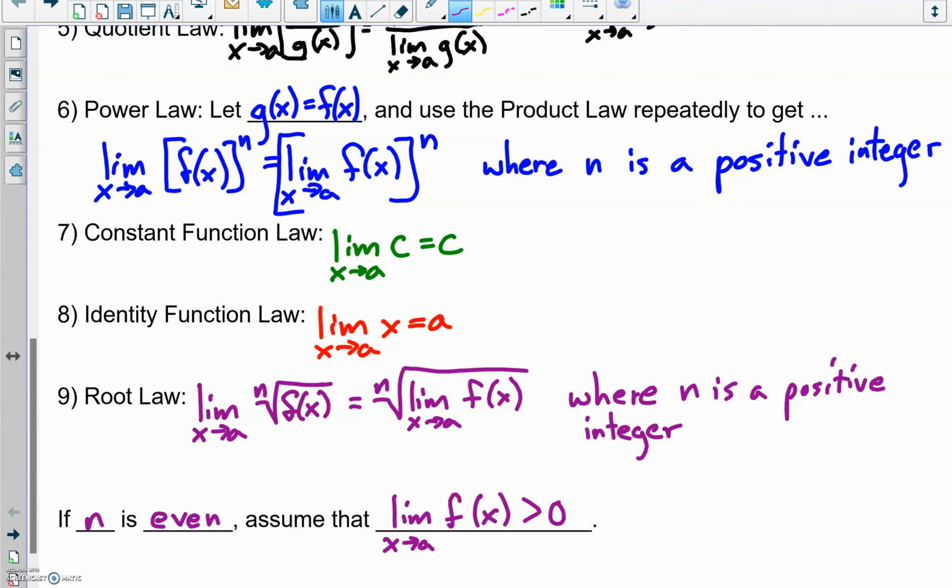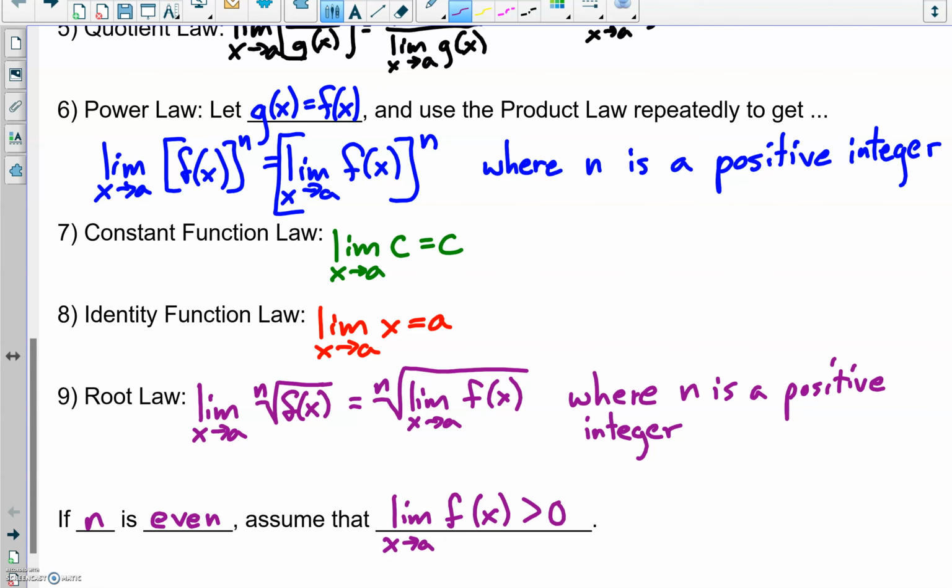And in this case, for this law, we're just using n as a positive integer. So the powers are going to be 1, technically but boring, and then 2, 3, 4, 5, 6, etc.